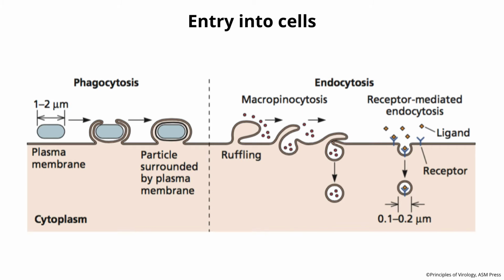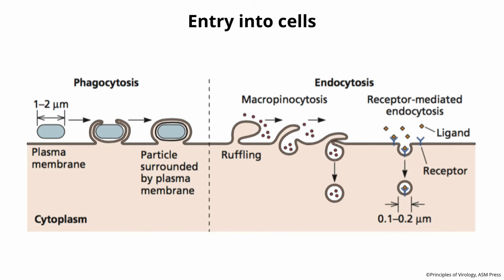Well, cells, of course, have processes for taking up materials that they need. On the left is one called phagocytosis. This is a process by which cells like macrophages take up big particles. You can see 1 to 2 microns in size, and basically parts of the plasma membrane come out and surround these particles. We think this may occur for some of the bigger viruses, but we're not sure.